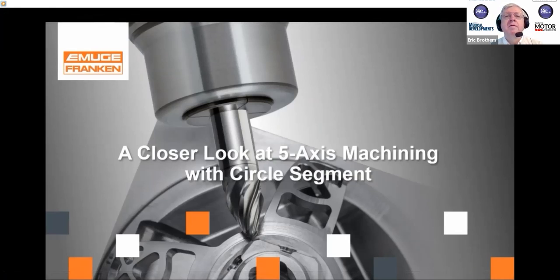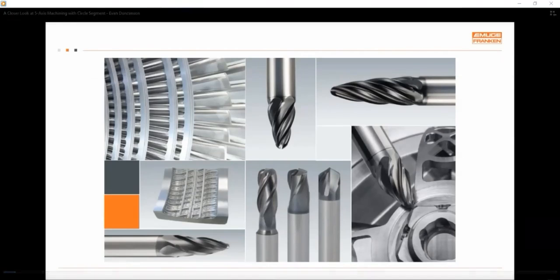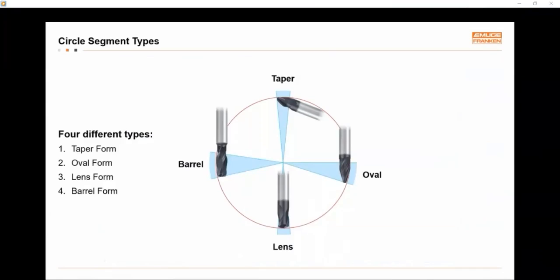All right, thank you everyone for joining us for this presentation. So we're going to take a closer look at 5-axis machining using circle segment technology. We're just going to go over a lot of the idea behind circle segment tools, the different shapes, and that kind of stuff that we offer, and then some examples of some of the parts that we've done before. One bad example of something that would not work for circle segment tooling. So let's get into it.